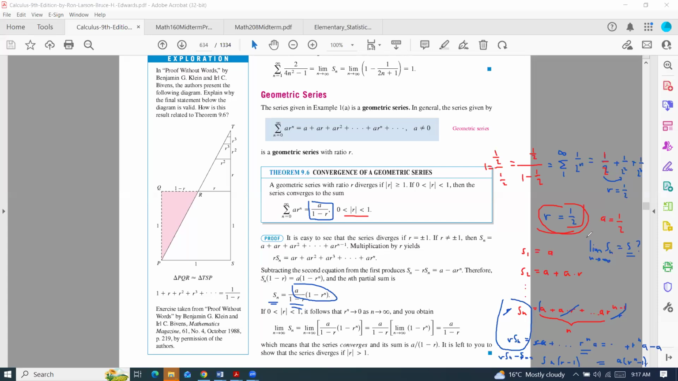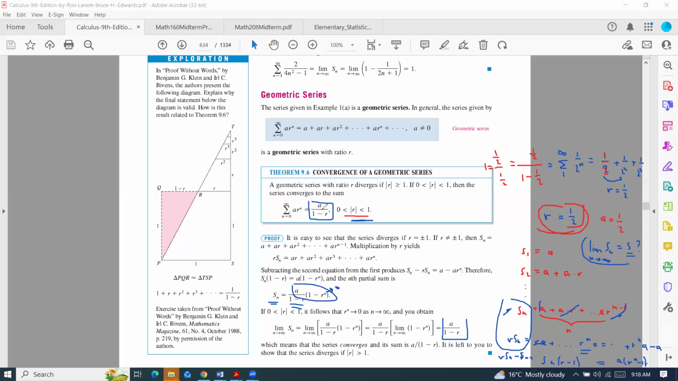And now you take the limit. Now you want to take the limit of this expression and notice that this term goes to 0 when r is less than 1. If you multiply a number less than 1 by itself, it gets smaller and smaller because it's less than 1. You take a fraction less than 1 of something, so it makes it less. And that way, this disappears and you end up with only a and 1 minus r in the denominator. So this is your answer. And this is your sum, and that's what we tried to justify.